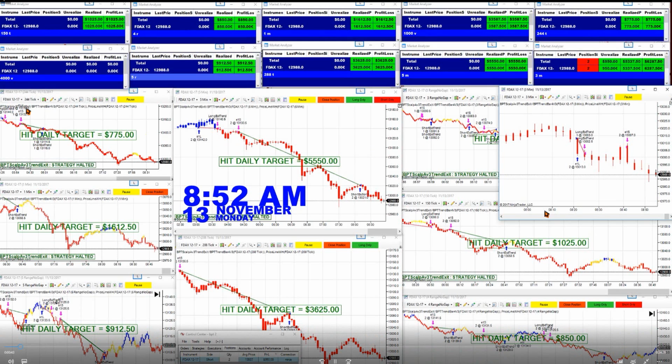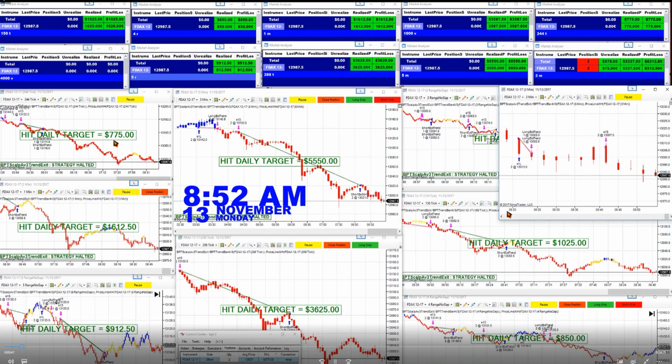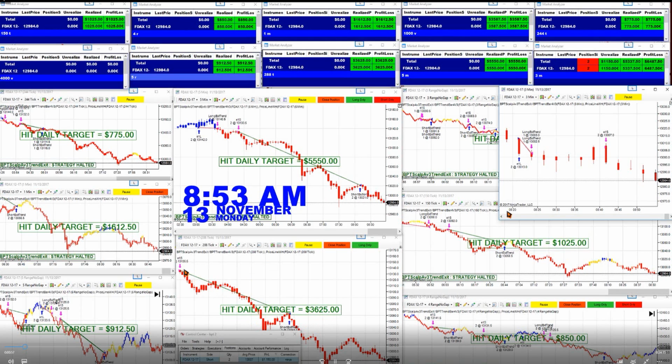If you notice on this one here, on the 244 ticks, and we have them all, it took one or two trades: 775, 1600 on the 1 minute, 5 range, 912, 288, and you can see where the trade is, 3600 on the 5 minutes, 5500 on the 3 range, and you can see the market analyzer.